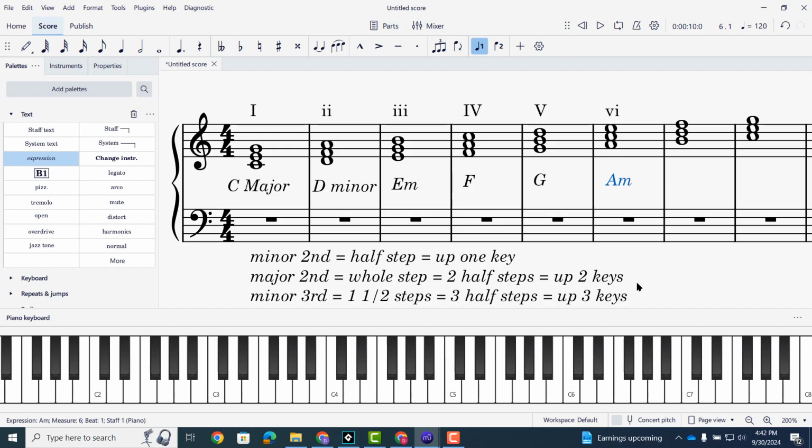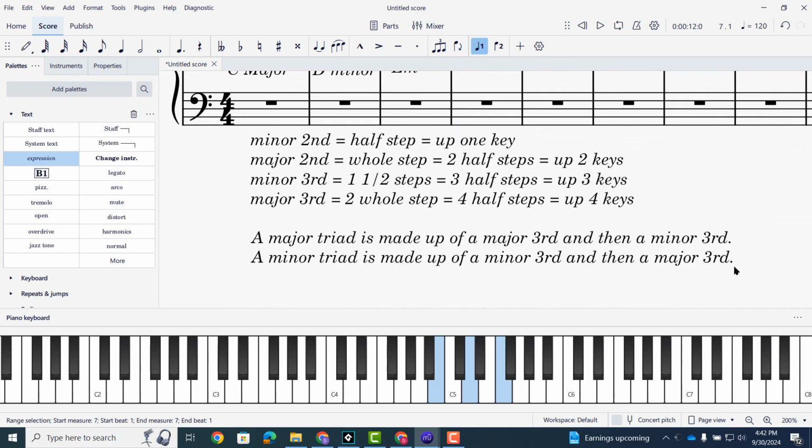All right, two more to go. This one's the weird one, okay? If we count up, not counting the first one, 1, 2, 3. So that's the first interval, 3 half steps, and then 1, 2, 3, only 3 half steps. So we have two minor thirds that make up this triad. We haven't figured that one out yet.